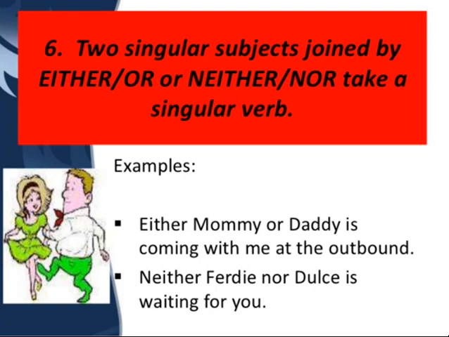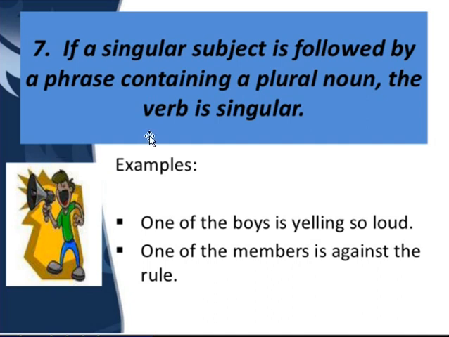Now rule 6. Two singular subjects joined by either/or, neither/nor, take a singular verb. Two singular subjects joined by either/or, neither/nor, are always used with a singular verb. Like, either mummy or daddy is coming with me at the outbound, and neither Freddy nor Jules is waiting for you.